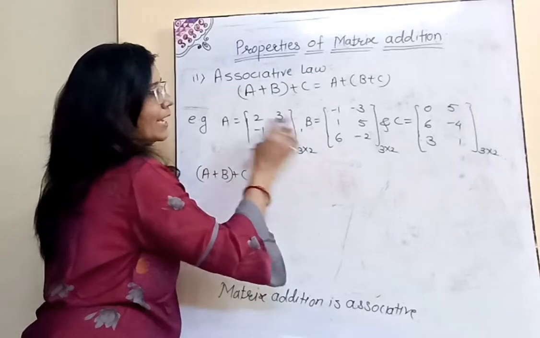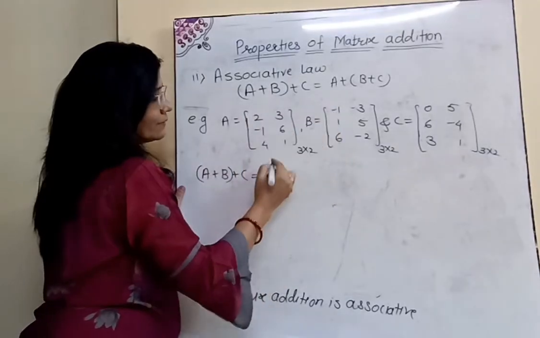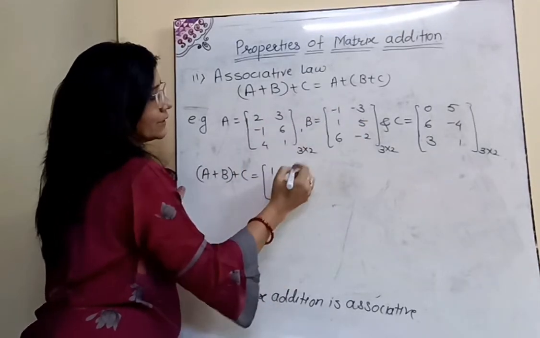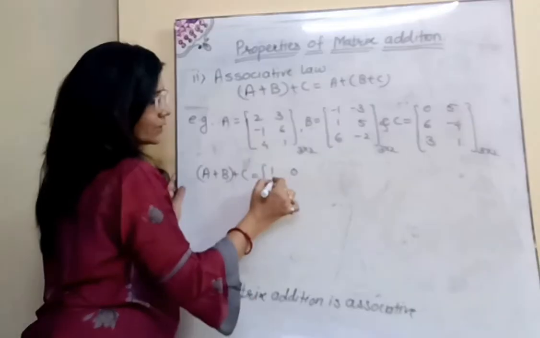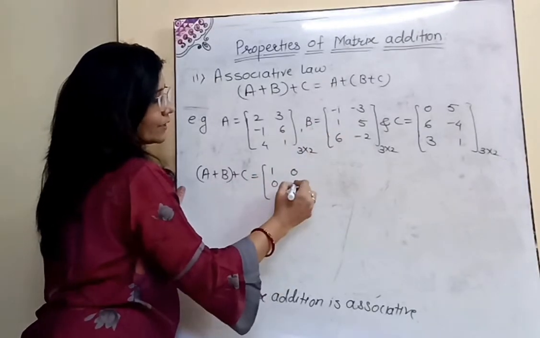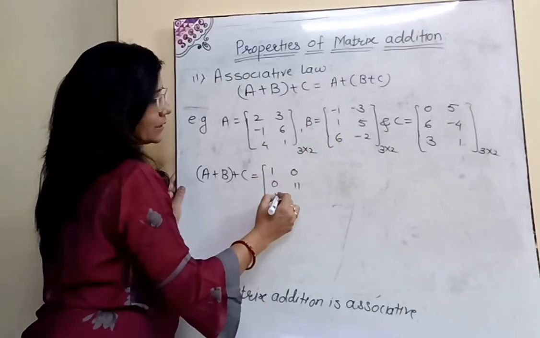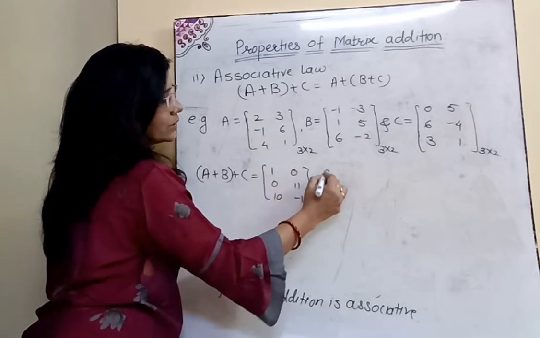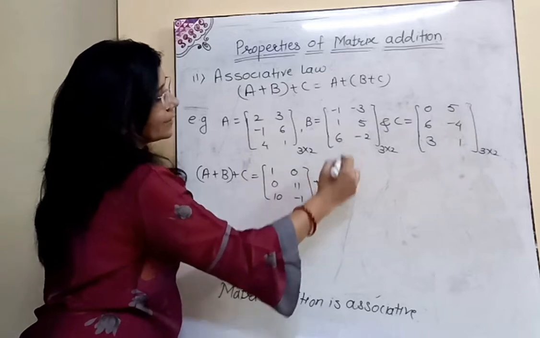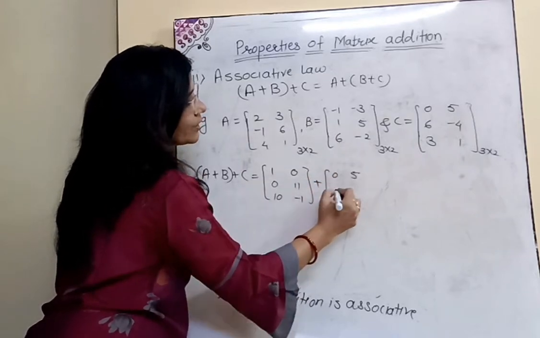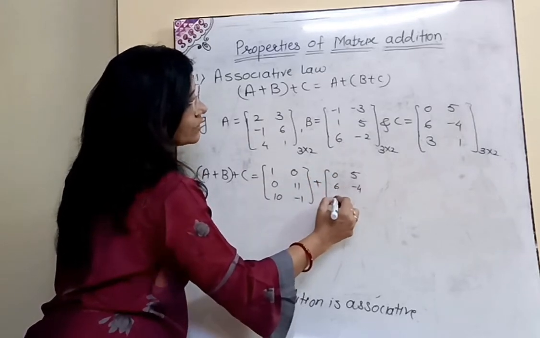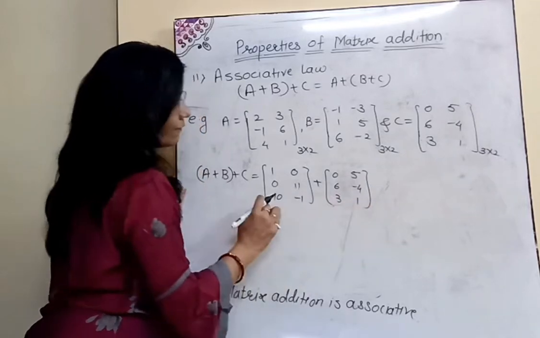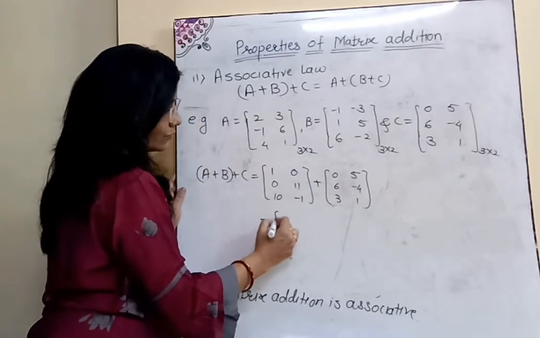So A plus B as usual: 2 minus 1 is 1, 3 minus 3 is 0, minus 1 plus 1 is 0, 6 plus 5 is 11, 4 plus 6 is 10, 1 minus 2 is minus 1. So this is a 3 by 2 matrix, and C is a 3 by 2 matrix, that is 6, minus 4, 3, 1. Okay, now we can add these two matrices. So what is the result?